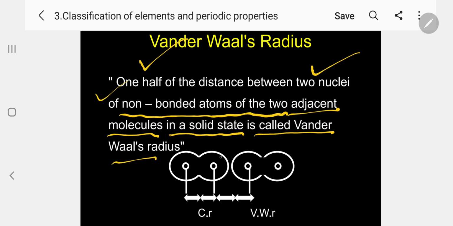Just see here, this is one atom, this is another atom. Kindly follow, this is a molecule, this is a molecule. Now what am I taking? I am taking only this. This is the distance between two nuclei of non-bonded atoms. Half of this distance is called van der Waals radius. Please follow. This van der Waals radius is always greater than covalent radius. Please keep it in your mind, a question can sometimes be asked.